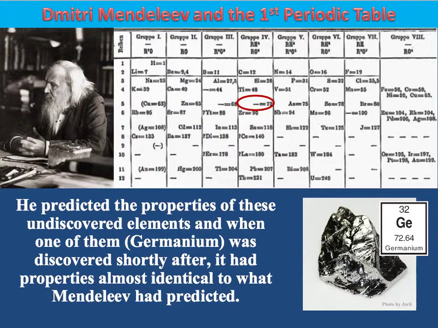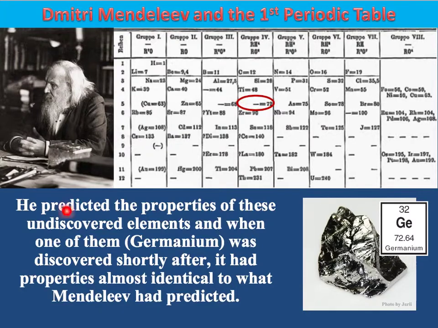So with the gaps that he had left, Mendeleev started trying to predict what some of these undiscovered elements would be like. And for the most part, he got it almost spot on. A good example is germanium. When that one was found, shortly after he had put together this periodic table, the properties that he had predicted were pretty much identical to the properties that the actual element had.